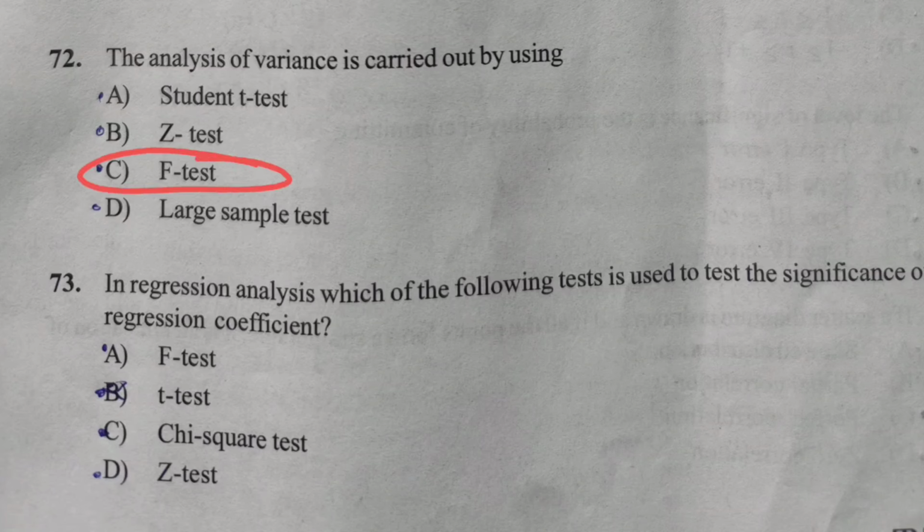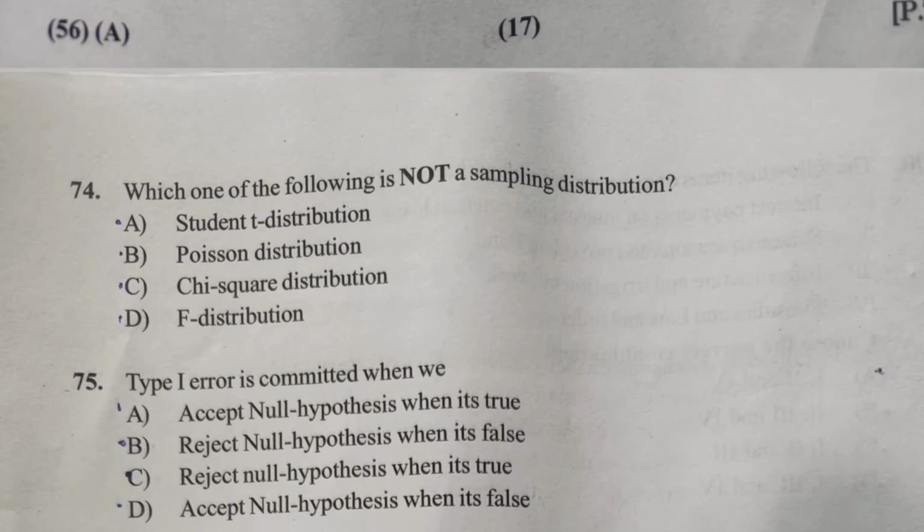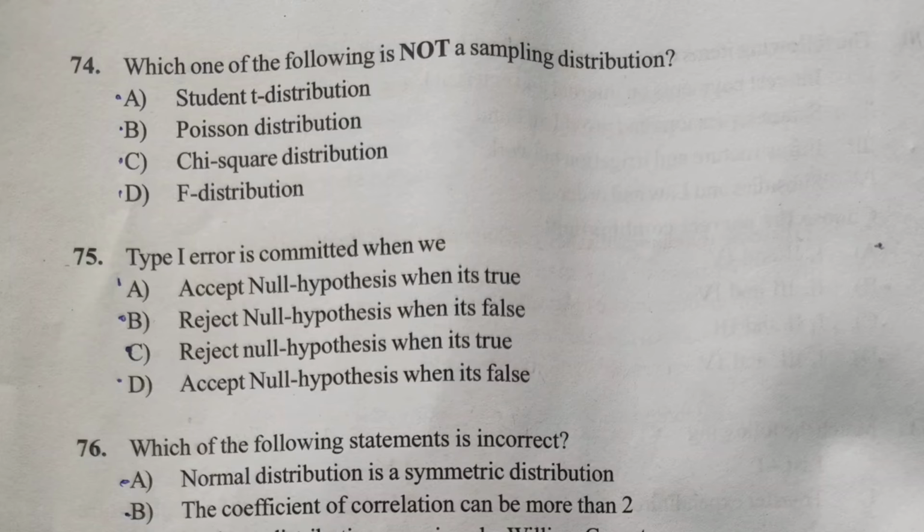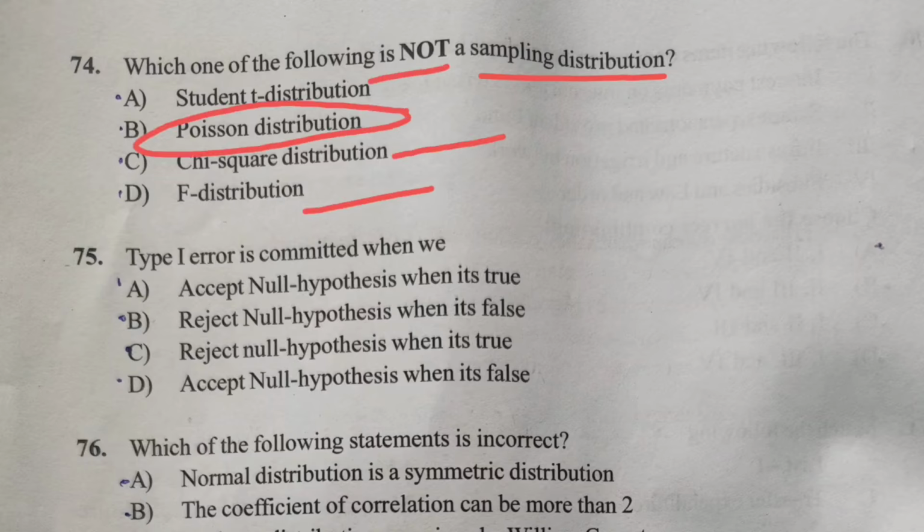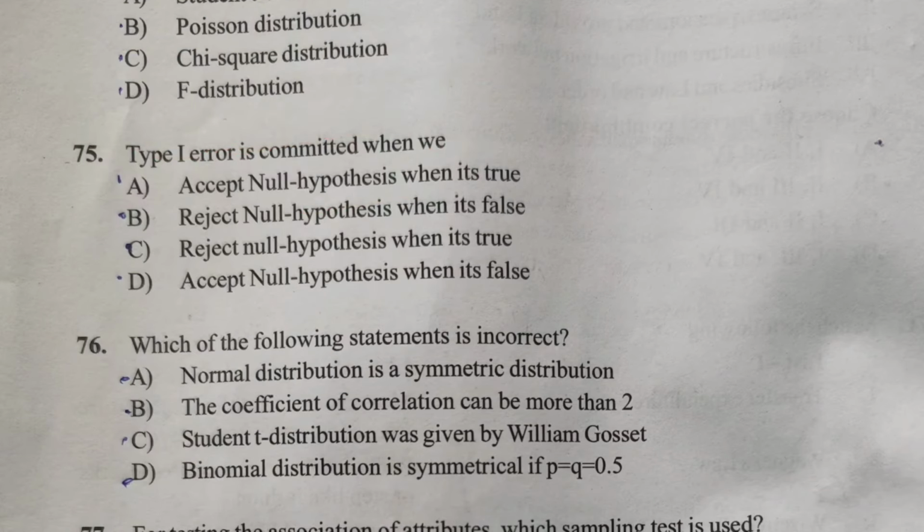In regression analysis, which of the following tests is used to test the significance of regression coefficient? So it is T test. Which of the following is not a sampling distribution? So T, chi, and F are sampling distributions; Poisson distribution is a probability distribution. So incorrect is B. Type 1 error is committed when rejecting null hypothesis when it is true, what we call false positive.